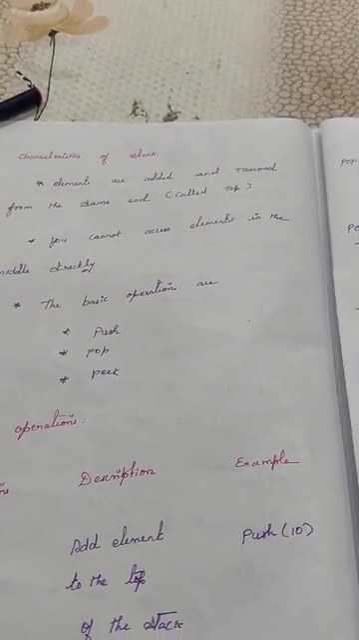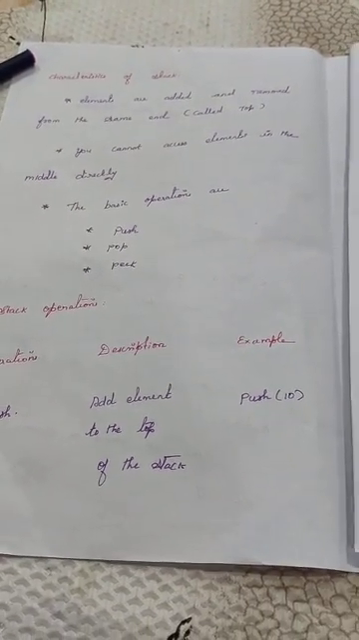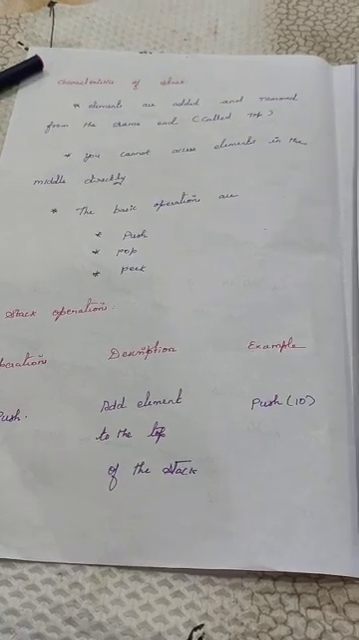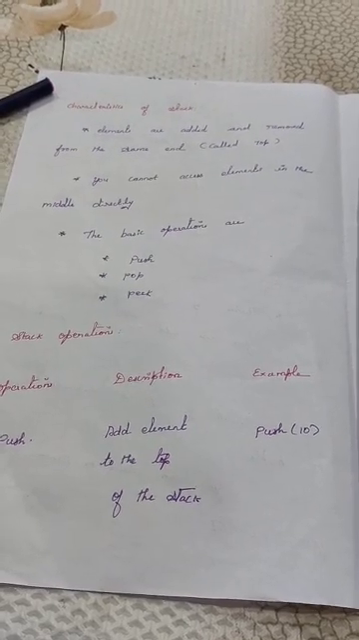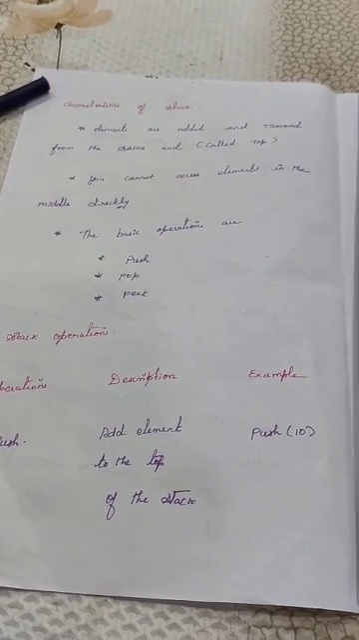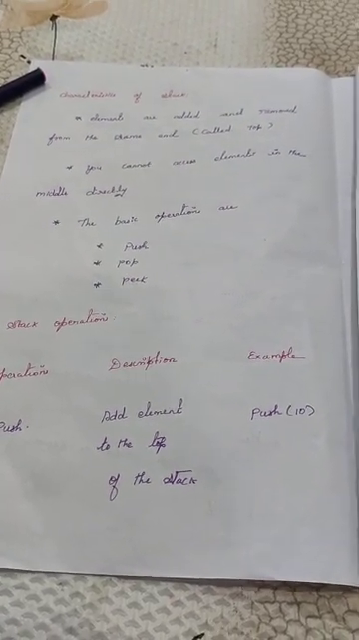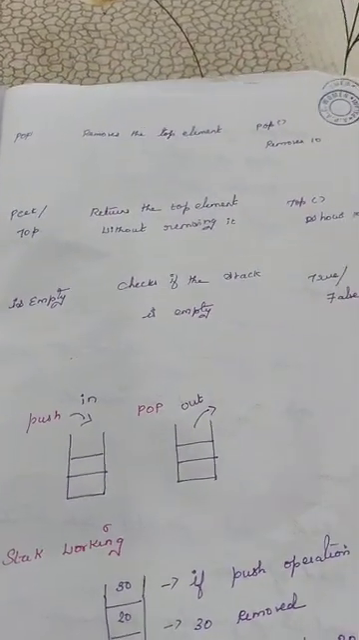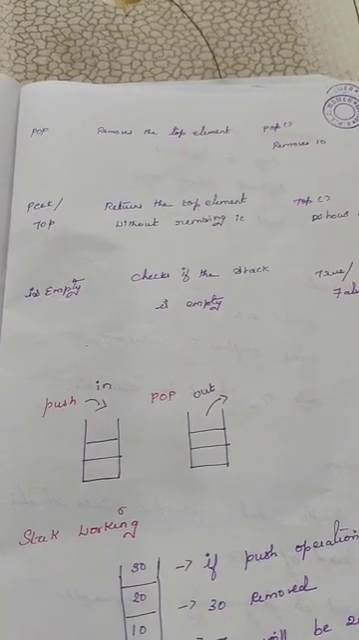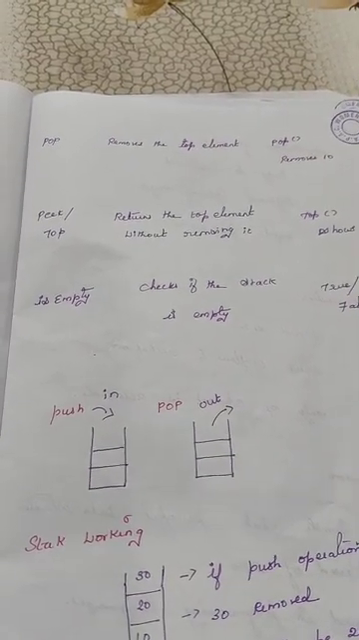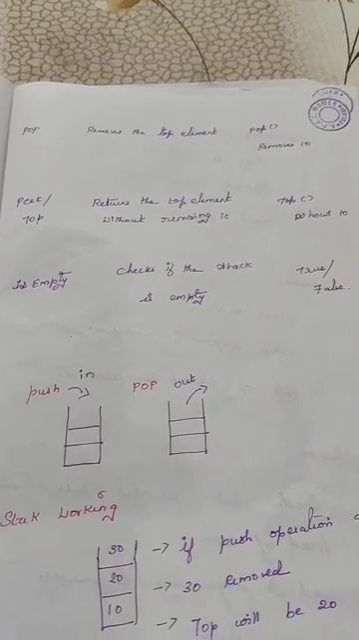The basic operations of the stack are push, pop and peek. Push adds an element to the top of the stack. Suppose you want to add an element to the top of the stack, you must use an operation called push. Suppose you want to add the element 10 to the top, you must use the push 10 operation. Next we are going to see about pop operations. Pop removes the element from the top. The pop operation is used to remove the top element of the stack. That is, if element 10 is present at the top, it will be removed if you use the pop operation.